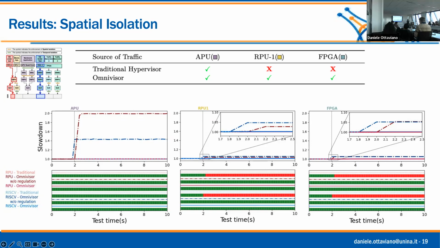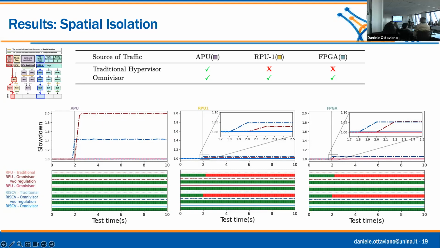This is the full Omnivisor. We repeat the experiment on RISC-V, having similar results, and we repeat the experiments using the FPGA and the APU as disturbance application. What happens in the FPGA is very similar to what happens in the RPU1. So we crash the application in the first case, we have some temporal interference in the second, and when the full Omnivisor is implemented, we don't have any kind of interference, temporal or spatial.